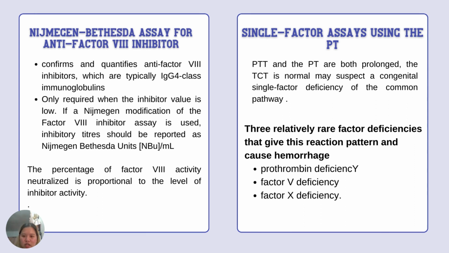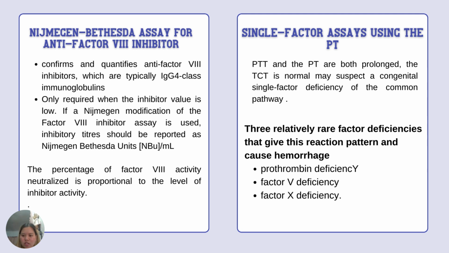So, for Nijmegen Bethesda assays for anti-factor VIII inhibitor, it confirms and quantifies anti-factor VIII inhibitors, which are typically IgG4 class immunoglobulins. It is only required when the inhibitor value is low. If a Nijmegen modification of the factor VIII inhibitor assay is used, inhibitory titers should be reported as Nijmegen Bethesda units or NBU per ml. So the percentage of factor VIII activity neutralized is proportional to the level of the inhibitor activity.